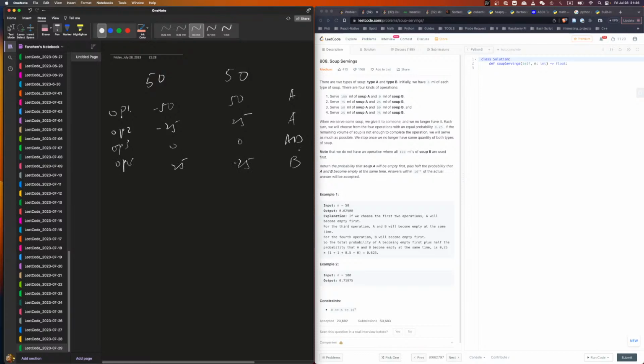So we stop, right? So the probability that A empties first is 2 out of 4, plus the probability that's 1 out of 4 times this. So that's 0.5 plus 1/8. Is that right? 0.5, 0.125. Yes, that's right.